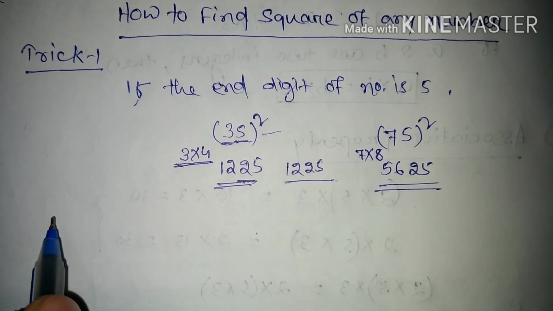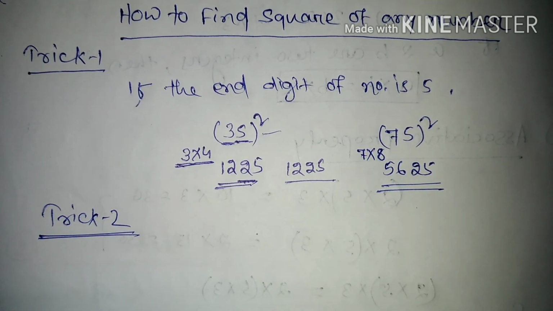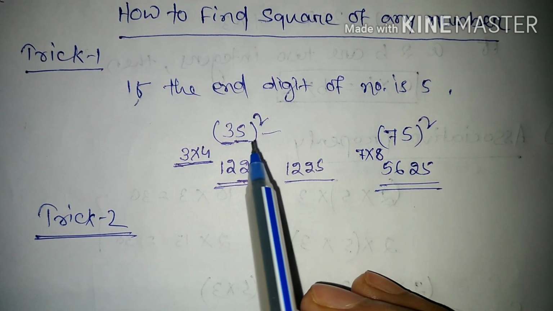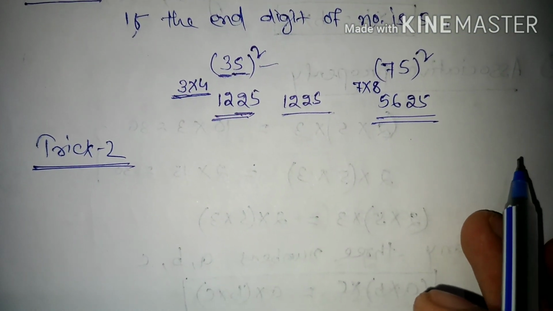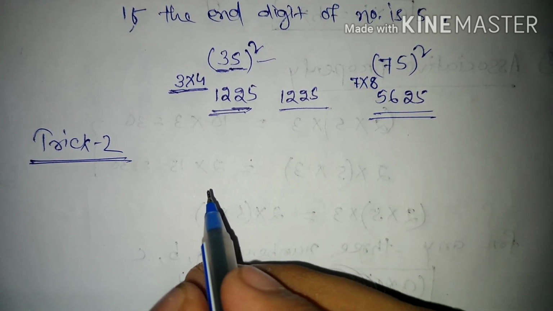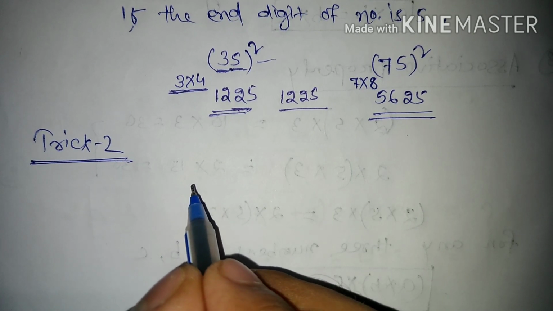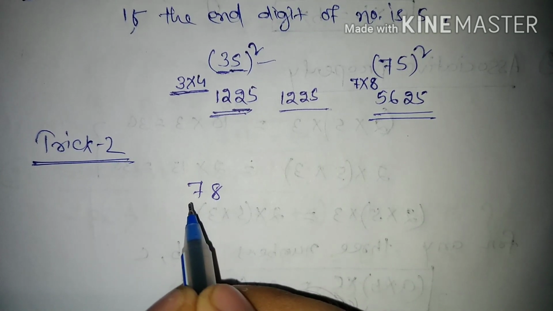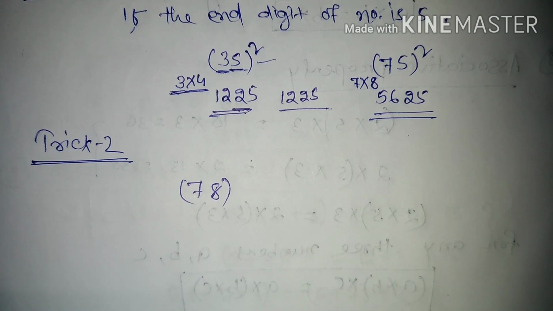And next comes trick 2. So here we saw how to find the square if the number is ending with 5. But all numbers do not end in 5. So now let's see what to do for other numbers. Let's take another number which is not ending with 5. Let's take the number 78. So how to find the square of this type of number?